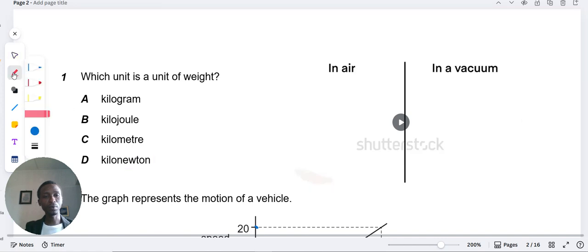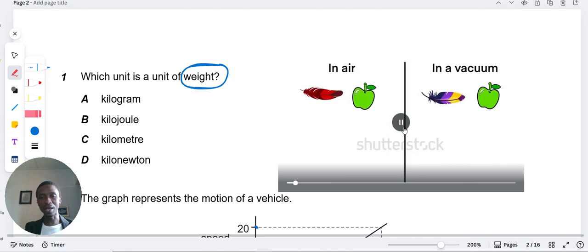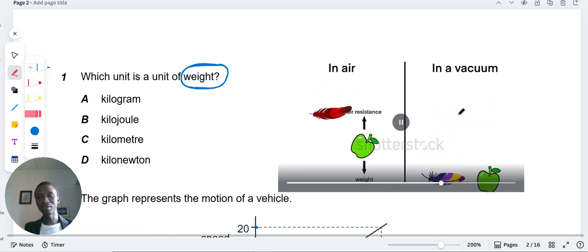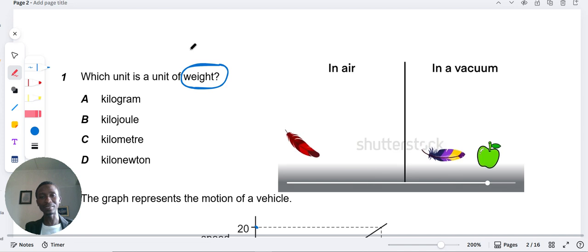Okay, before answering this question, let's enlighten ourselves of what weight is. Simply, weight is a force exerted on a body by gravity. This video will explain that to us. The apple and the feather are falling because of the weight that is acting downward, as you can see in the diagram. Also, in a vacuum, their weight is what makes them fall downward because they have mass.